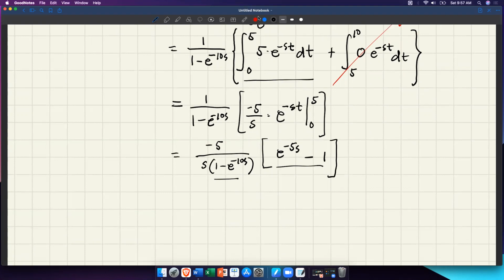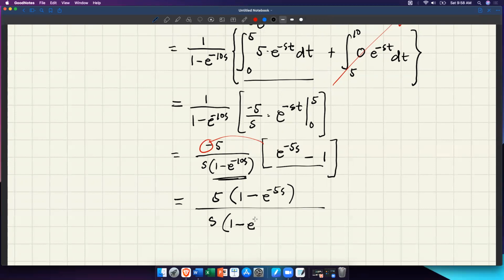Now if we put the negative back to the factored form, we will have a 5. I will put back the negative. This will become 1 minus e minus 5s. And then I will factor out the denominator here. Since the denominator is the difference of two squares, we can say this is 1 minus e minus 5s all over 1 plus e minus 5s. This is the factor of your denominator.